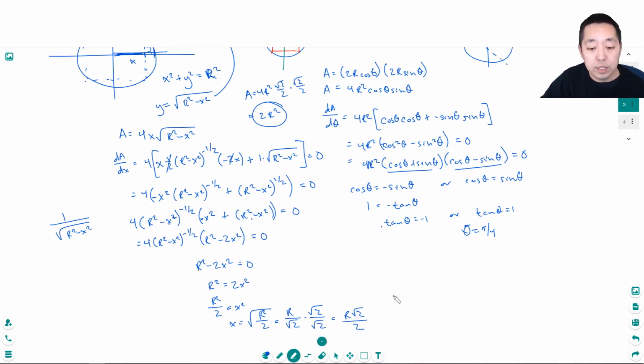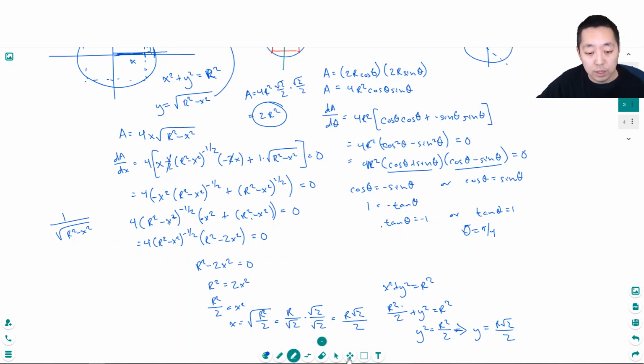And since we know that x squared plus y squared has to equal r squared, that gives me the y value too. So x is r root 2 over 2, so I get x squared, which would be r squared times 2 over 4, which is just r squared over 2, plus y squared is equal to r squared. So y squared is also equal to r squared over 2. And so that tells me y is equal to also r root 2 over 2. Okay? And then x and y are the same, which makes sense.